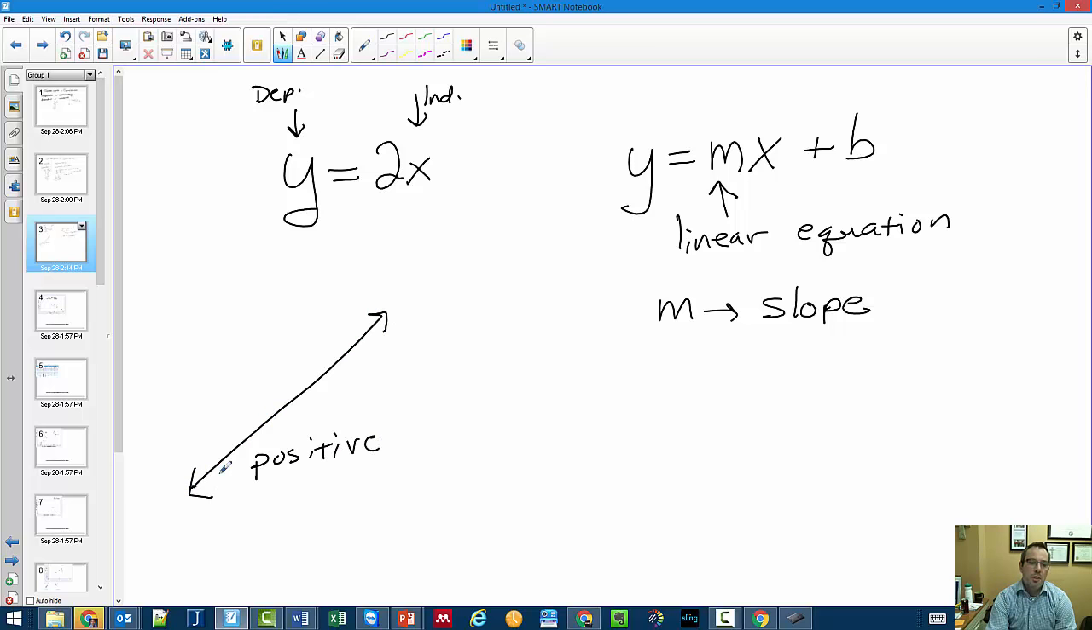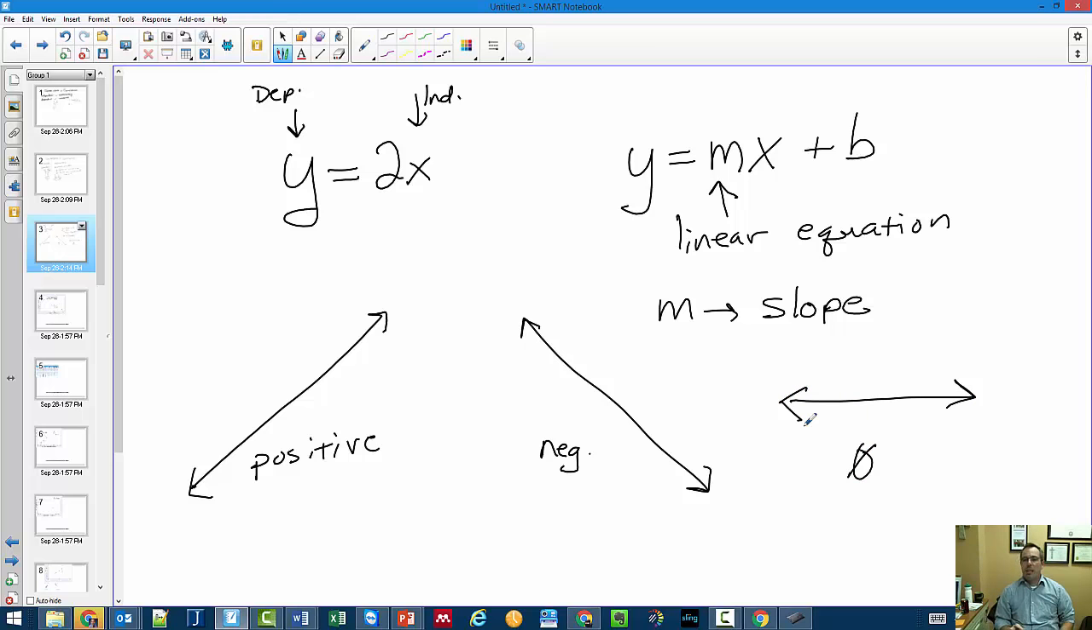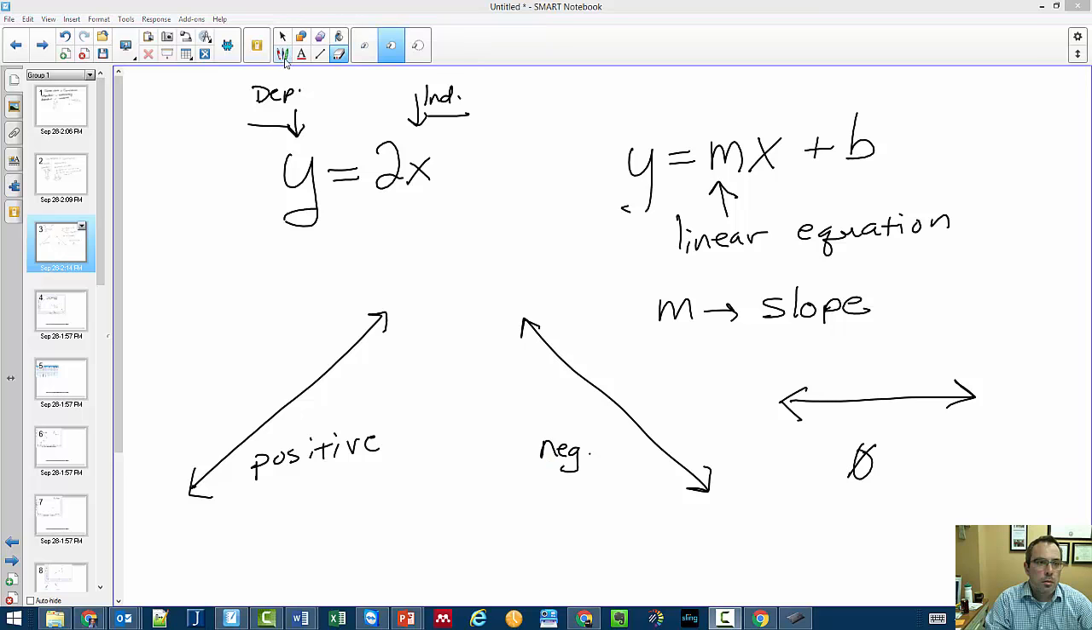my equation goes up and to the right. If I have a negative slope, my equation is going down and to the right, and a slope of 0 means my equation is kind of flat. So that's going to be some of the basic things to remember, because we're going to apply those things to correlations as well. All right, so that's just a really quick review about independent and dependent variables.